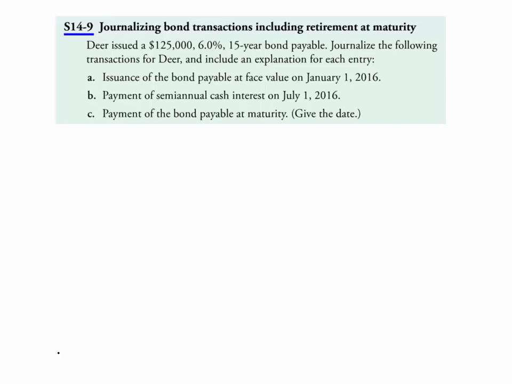So the examples that I'm doing are in the demo problems that you have in my lab. So Deere issued $125,000 of 6% 15-year bonds payable. We're going to journalize first the issuance of the bonds at face value. So that means there's no discount or premium. So I would debit cash, and I would credit bonds payable for $125,000.